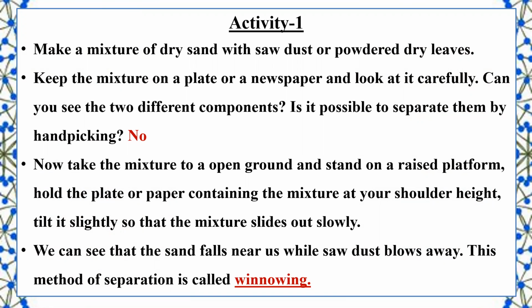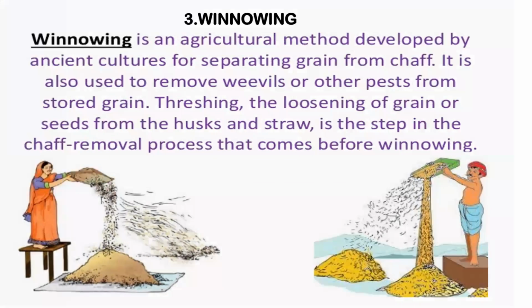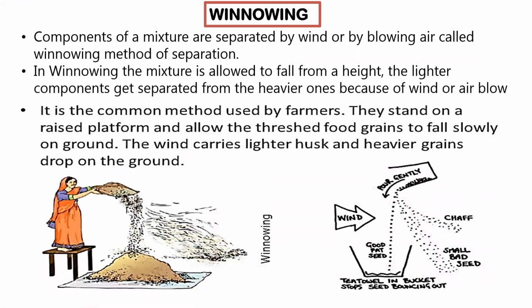Now let's learn in detail about winnowing. Winnowing is an agricultural method developed by ancient cultures for separating grains from chaff. It is also used to remove weevils or other pests from stored grains. After threshing, the loosening of grains or seeds, then husk and straw, chaff is removed before weighing. So you would have understood it.